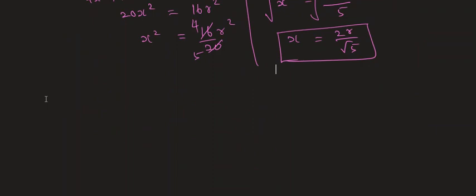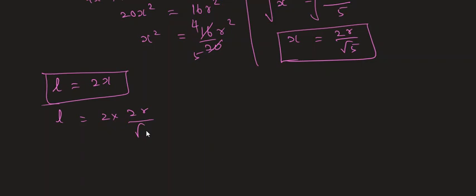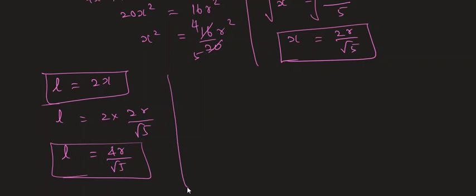We need to find L and B. L is equal to 2x, that we know already. Let us substitute here. Therefore 2 into 2r divided by root 5. Therefore L is equal to 4r divided by root 5. So this is the length parameter.